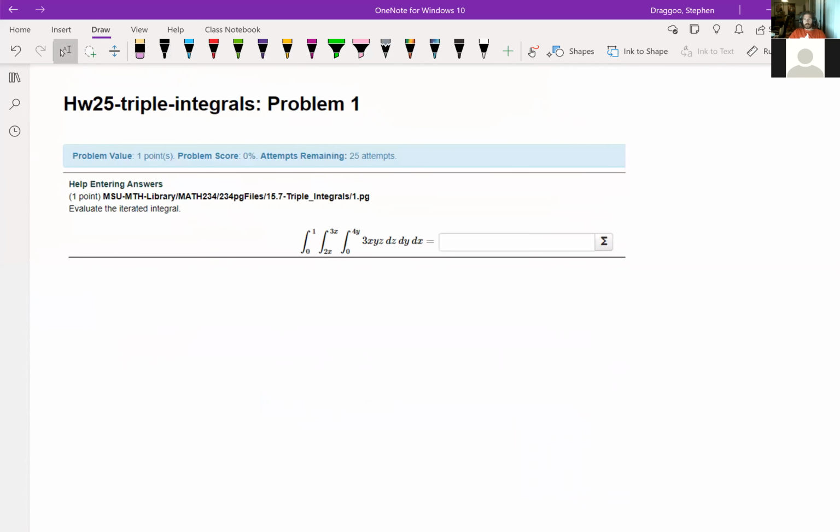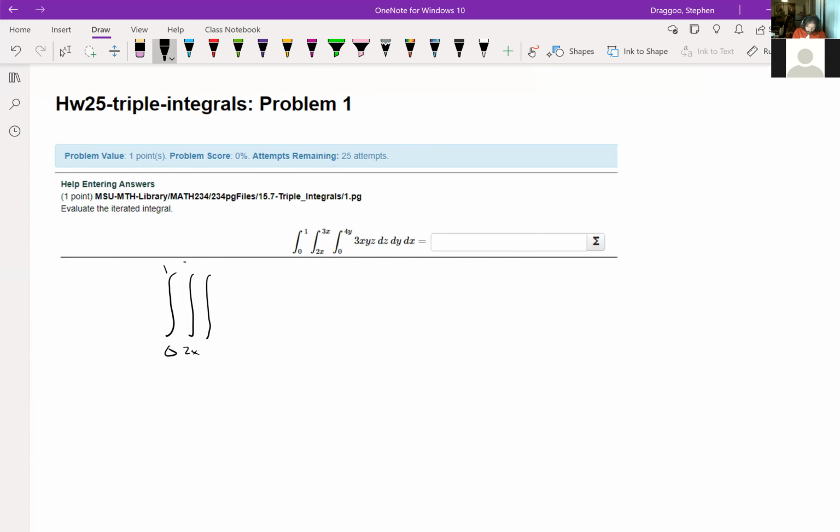Scroll that into our next one. To actually solve out a triple integral, let's just do one. Integrate 3xyz, but we're going to do it 3 times. So 0 to 1, 2x to 3x, and 0 to 4y, 3xyz, dz, dy, dx.